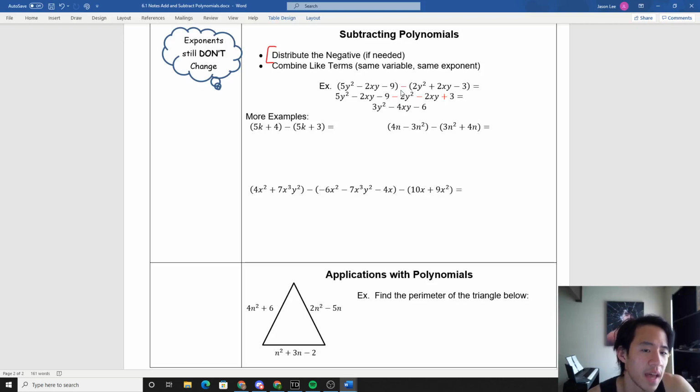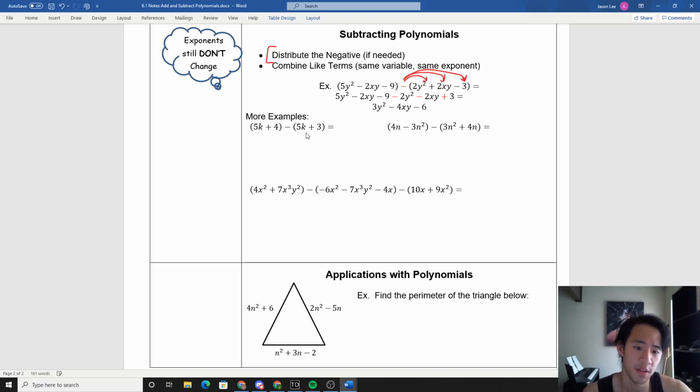And if you take a look at the red, what this person did is they distributed the negative to all 3 of these. See how this positive 2y squared became a negative, this positive 2xy became a negative, and this -3 became a positive. After that, you just have to combine the like terms.